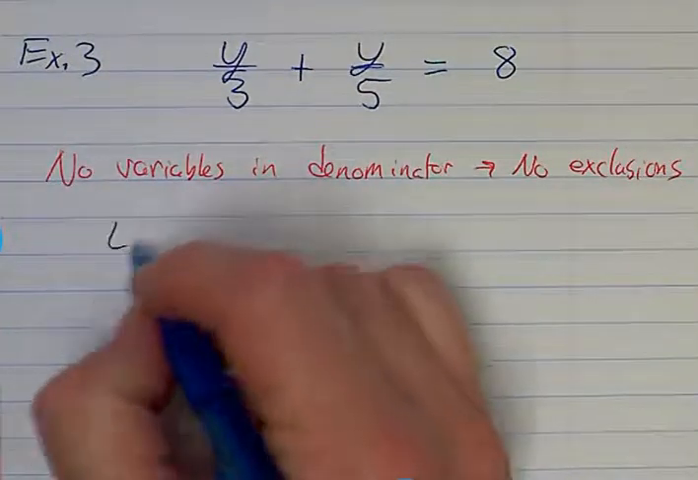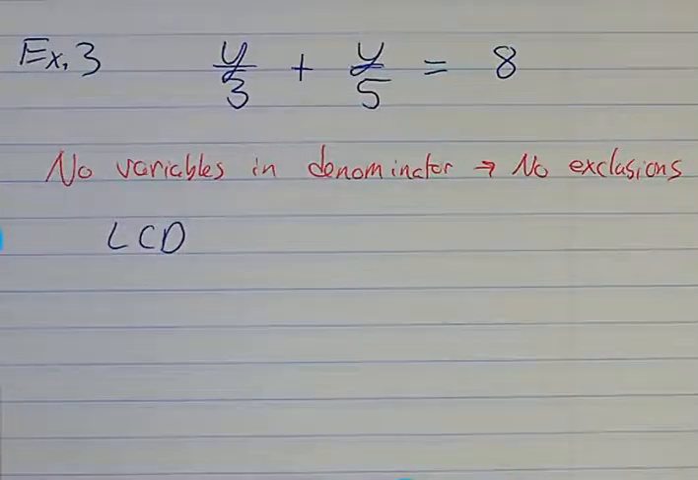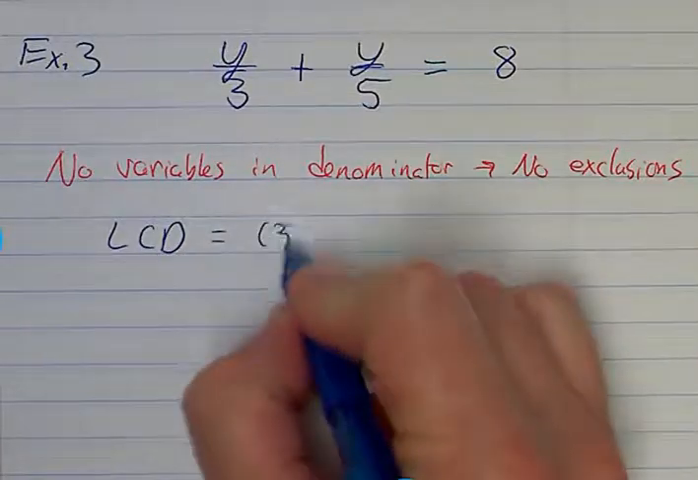So now we're just doing the LCD. So what's the least common denominator of 3 and 5?